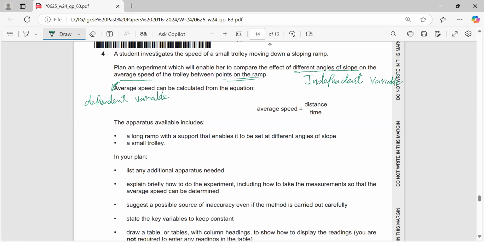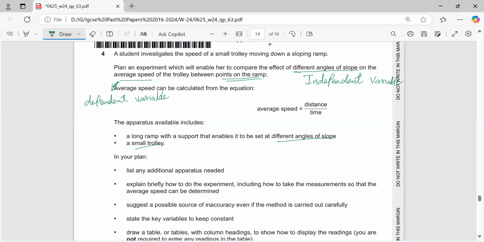The apparatus which is available to the student is a long ramp with a support that enables it to be set at different angles of the slope, and a small trolley. That ramp with a support means there will be some blocks. So increasing the number of blocks means we are increasing the angle with the horizontal. Are you with me, what I'm saying? So this apparatus is available.